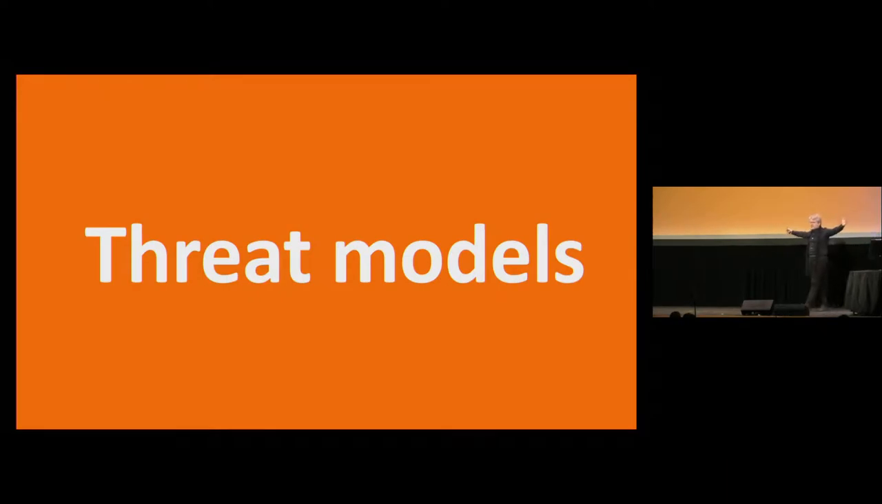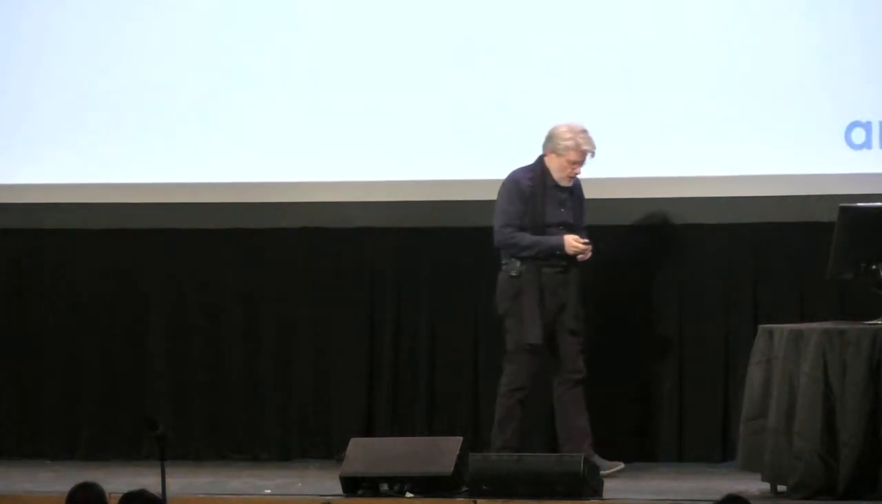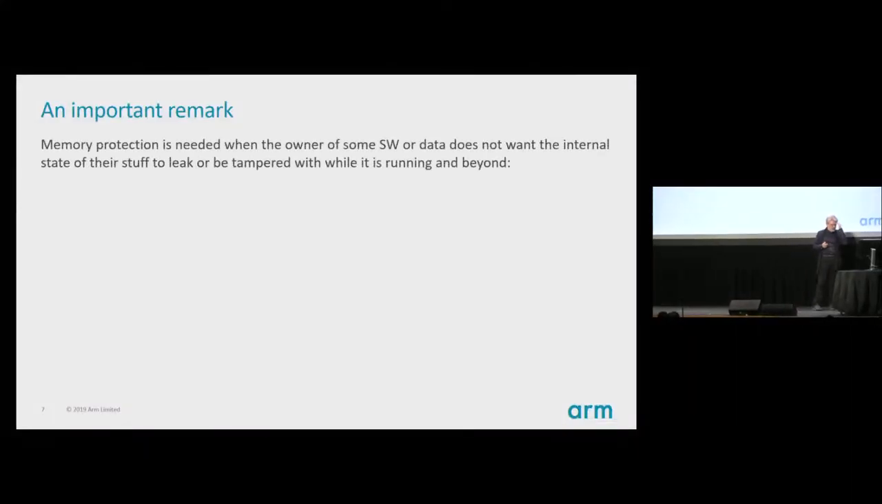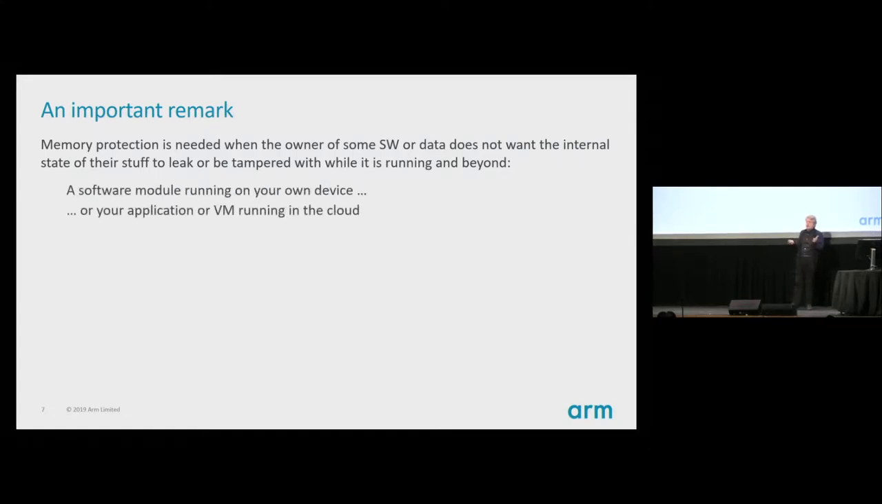Okay, security problem, let's talk about threat models. And there is a big misconception sometimes. People say, well, we have client devices and infra devices, which means everything that is in the cloud, the edge, the fog. This is the wrong assumption, because memory protection is always needed when the owner of some software or some data does not want the internal state of their stuff to leak or to be tampered with while it is running and beyond. This might be some software module running on your device, handling some DRM scheme, but it could also be your application or virtual machine running in the cloud.